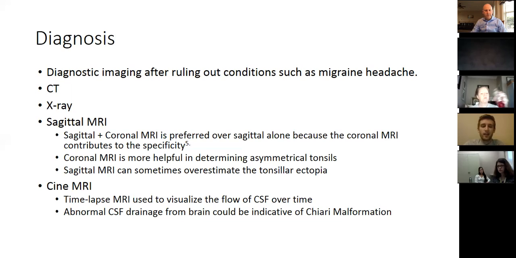And then the gold standard is a cine MRI. It's a time-lapse MRI used to visualize the flow of CSF over time, and abnormal CSF drainage from the brain could be indicative. If you've never seen one of these, they're very cool. Basically, with each heartbeat, as the CSF flows around the brain and then down the spinal cord, the CSF lights up, and you can very clearly see any obstructions to CSF flow, where it's being backed up, where it's being shunted to. These are very good at determining not only the presence of Chiari malformation, but also the degree of it, how much cerebrospinal fluid is being backed up.